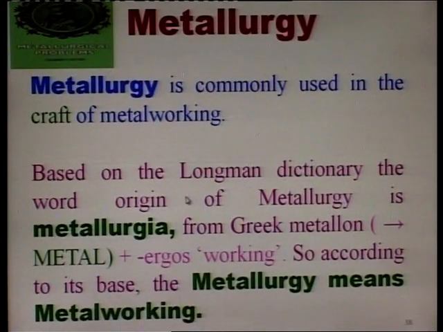Based on the Longman Dictionary, the word origin of metallurgy is metallurgia, from Greek metallon meaning metal, and ergon meaning working. So, according to its base, metallurgy means metal working.